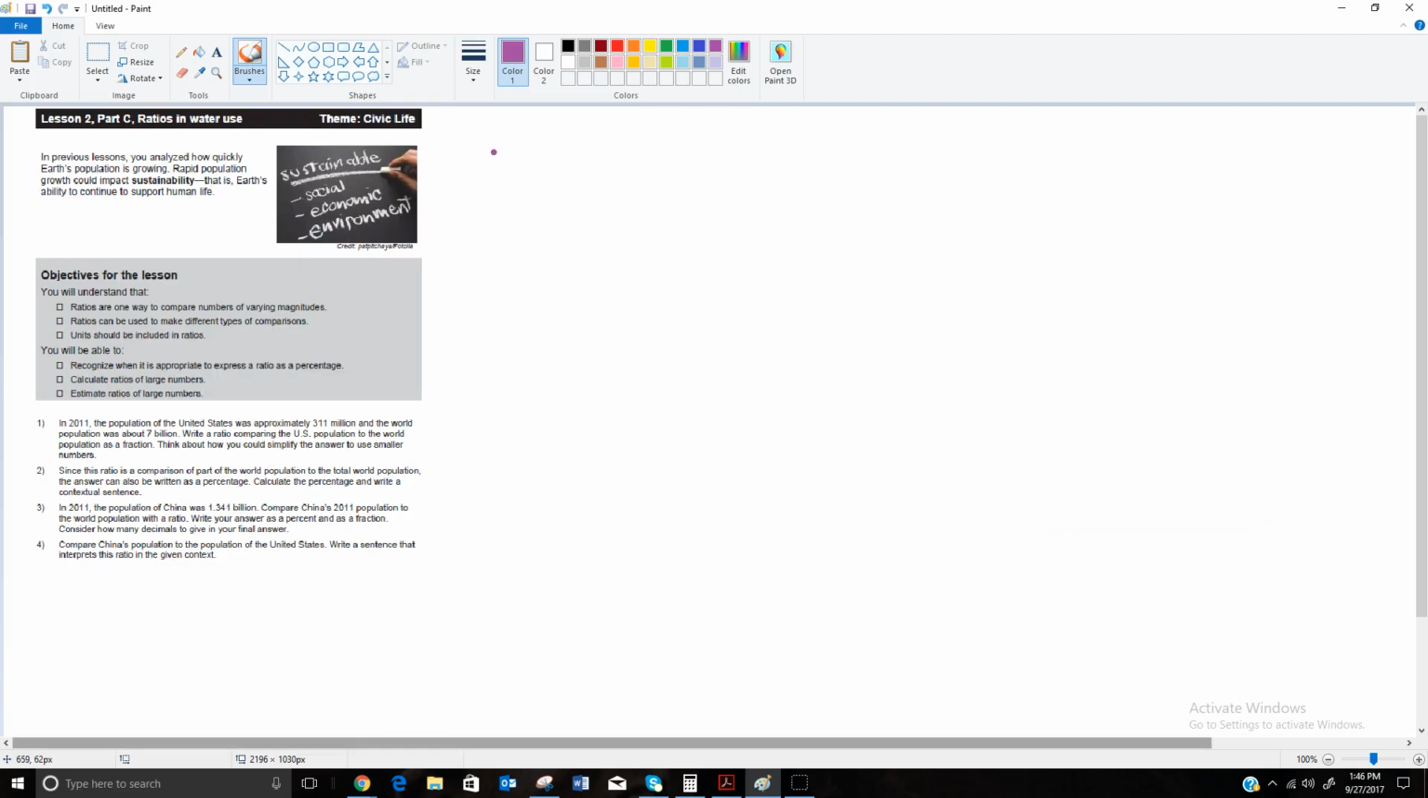Okay, so picking up with lesson 2C, it says in previous lessons we analyzed how quickly Earth's population is growing. Rapid population growth can impact sustainability. That is, the Earth's ability continues to support human life. Sorry, apparently I can't speak. So we're looking at how the population growth is impacting sustainability.